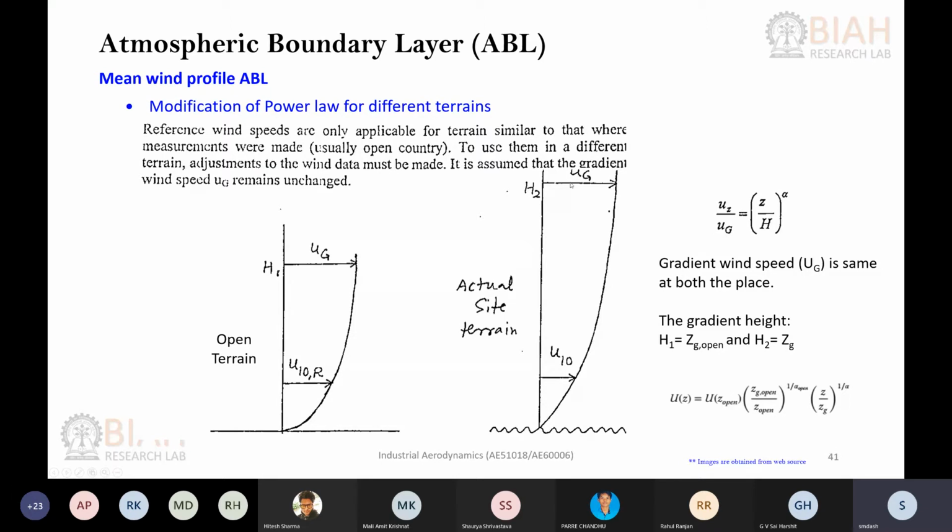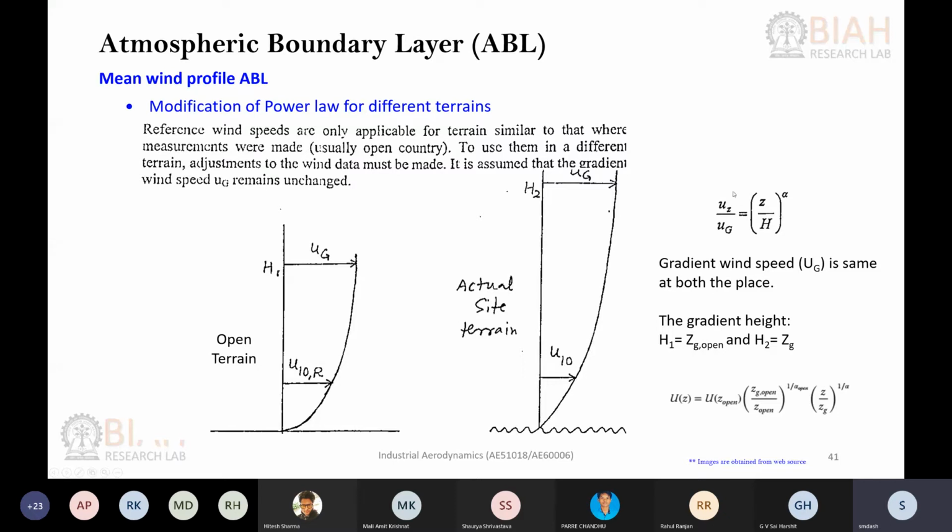That is, your gradient wind condition remains the same at both the places. Which you can see is quite obvious. The gradient wind condition is generated after your pressure balances with other forces like Coriolis forces and centrifugal forces. So that's why your gradient wind will be the same, but the height will be different. Gradient height will be different, but the UG will be the same. So you can substitute the value of UG for location 2 in location 1.